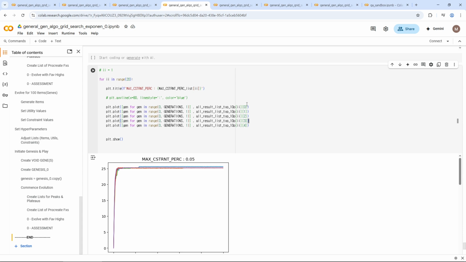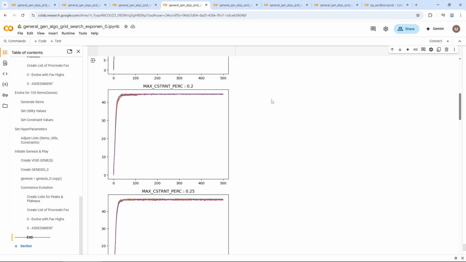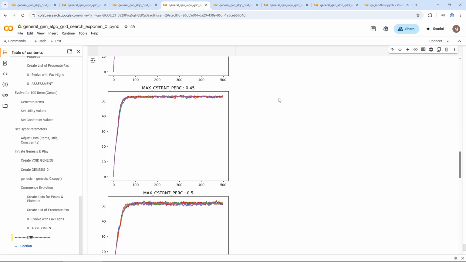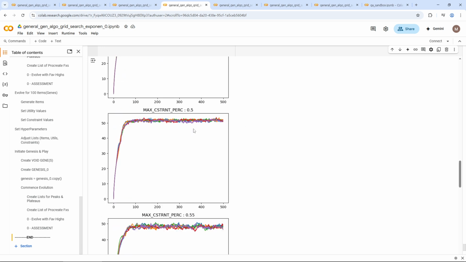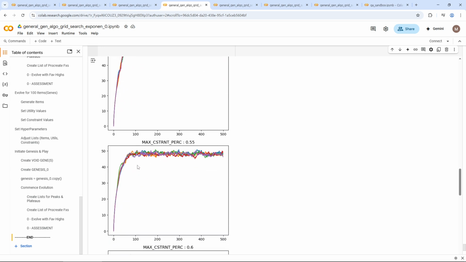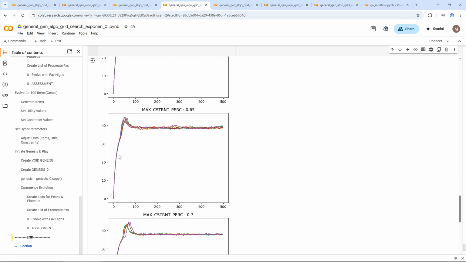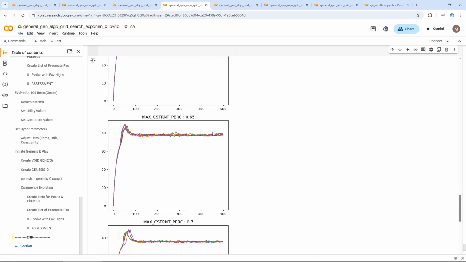Onto the averages of the top 10% entities. We go there, and then at around maximum constraint percentage 50%, yeah, that's what happens. 55%, that's what happens. 60%, it wobbles. It oscillates. At 65%, now we have some peaks, and then we have a plateau.